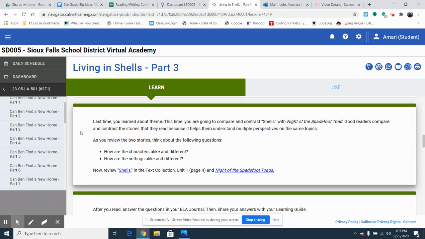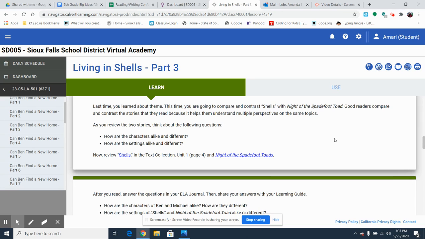The next section talks about learning about a theme. This time we're going to be comparing and contrasting Shells with Night of the Spadefoot Toad. Good readers compare and contrast stories they read because it helps them understand different perspectives on the same topics. So when you're reviewing the two stories, you should be thinking about how the characters are alike and different, and how the settings are the same or different.